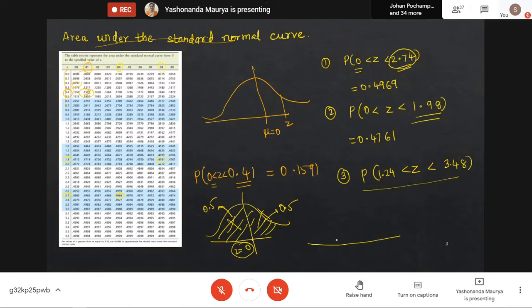This means, I have this figure here. So this is my point Z equal to 0. I'll mark the point Z is equal to 1.24, so it will be somewhere here. And this Z equal to 3.48 will be somewhere ahead. So I'll mark the point here.